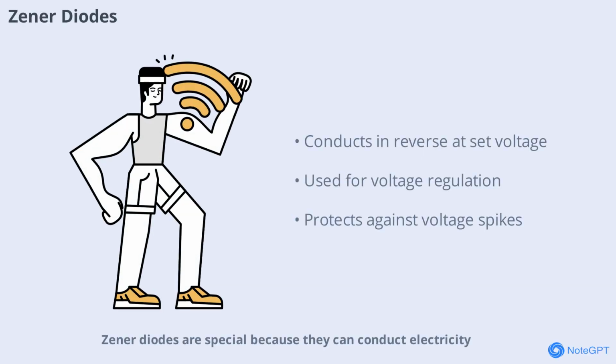appliances. Zener diodes are special because they can conduct electricity in the reverse direction when a certain voltage is reached. This property makes them perfect for voltage regulation. In power circuits, Zener diodes help maintain a stable voltage, protecting sensitive components from voltage spikes. They are commonly found in voltage regulator circuits and are crucial for the safe operation of many electronic devices.